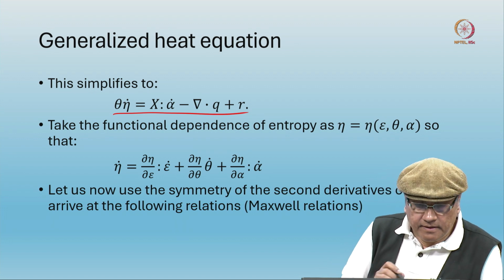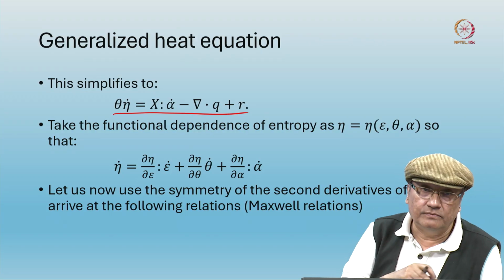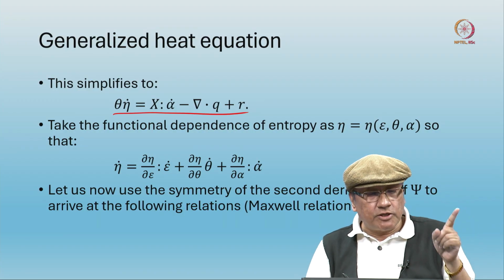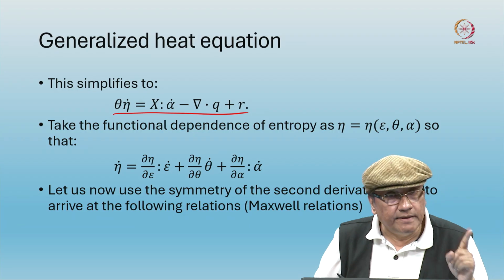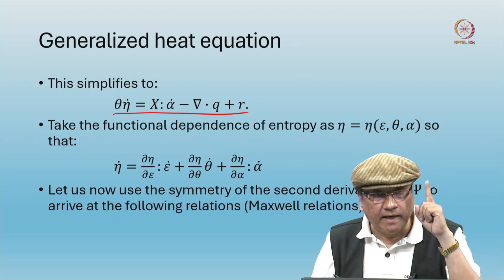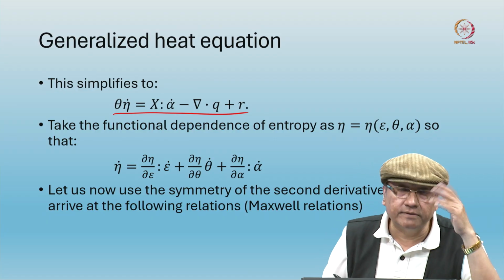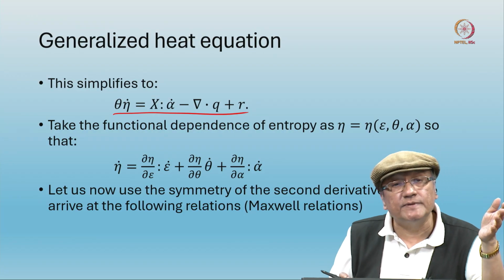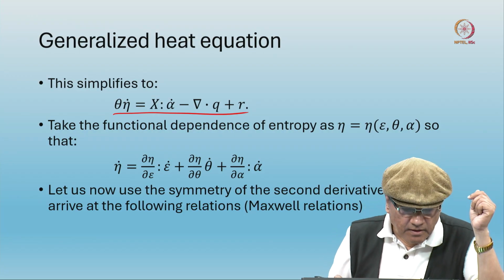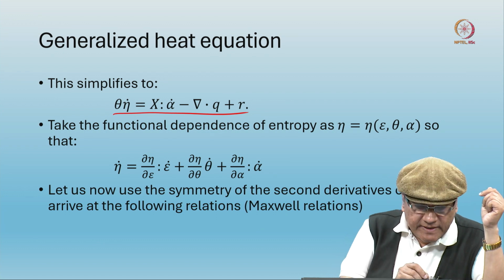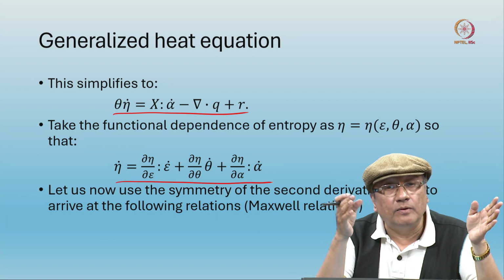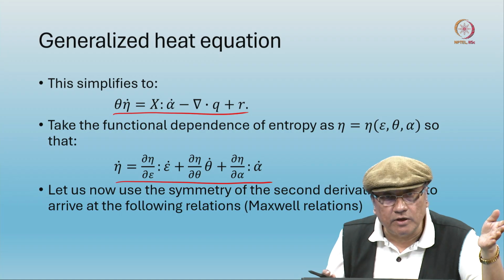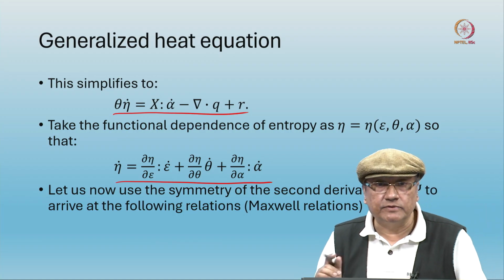Now, take the functional dependence of eta. It should depend on similar variables as psi does. So eta should depend on the strain epsilon, on alpha, the other variables responsible for plasticity, the internal variables, and it should depend explicitly also on temperature. If you account for this, then eta dot is exactly of the same form based on which we wrote psi dot. So, delta eta by delta epsilon inner product with epsilon dot, etc., delta eta by delta theta, etc.